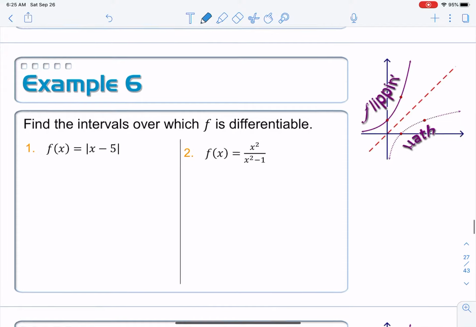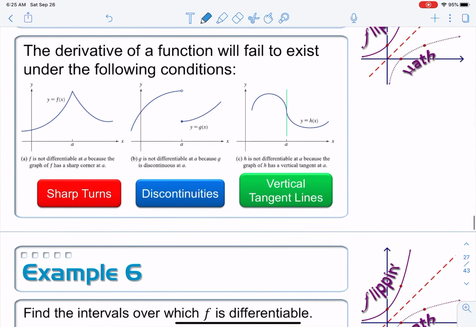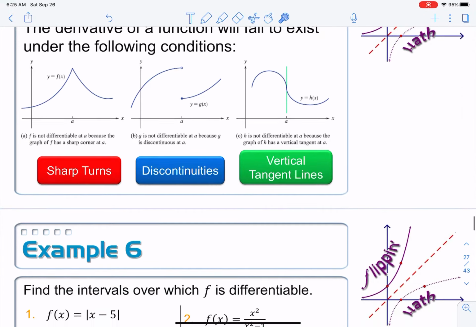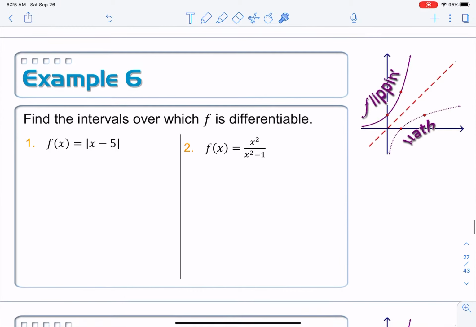And recall that derivatives fail to exist under three possible conditions. Maybe you have yourself a sharp turn, maybe you have a discontinuity, or maybe you have yourself a vertical tangent line there. So on number 1 with the absolute value graph, we know there's got to be a sharp turn someplace. So that's where the derivative is going to fail to exist. So where the heck is this sharp turn?